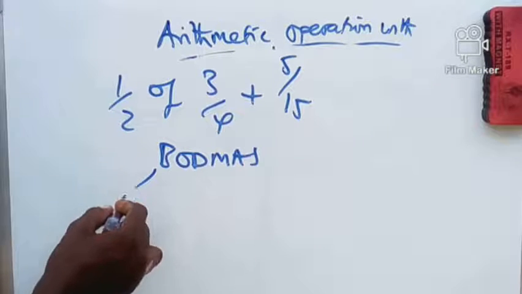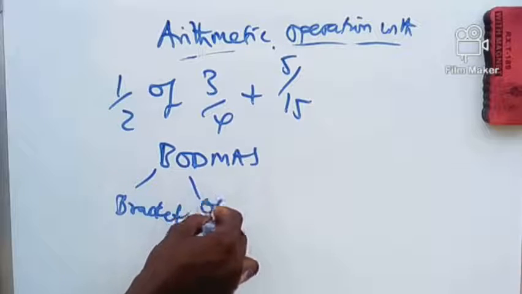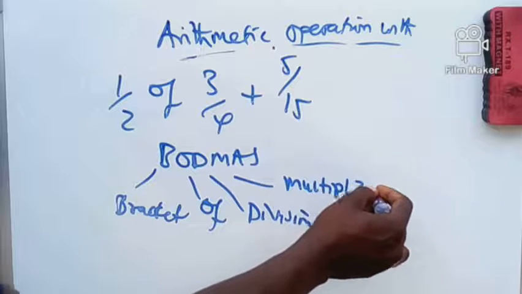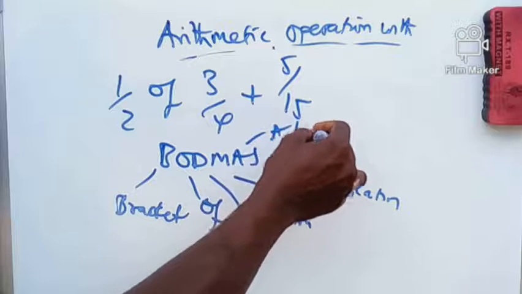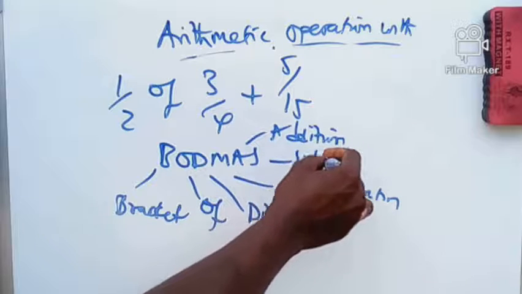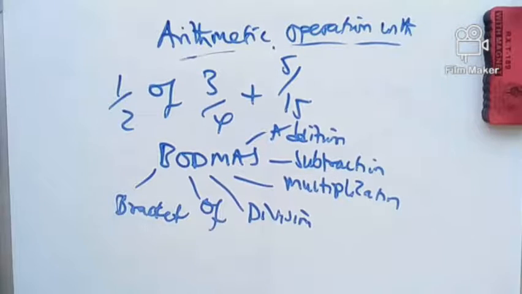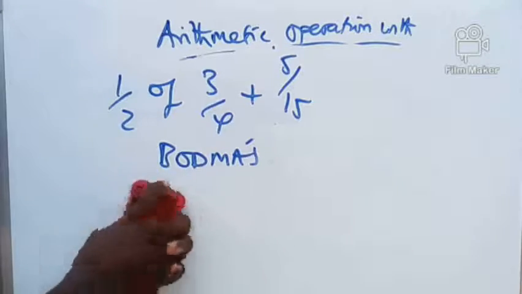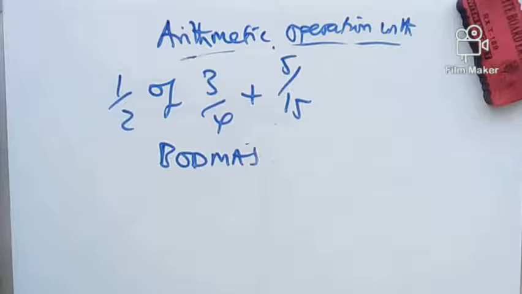BODMAS is an acronym for brackets, of, division, multiplication, addition, and subtraction. Now, anytime you are dealing with BODMAS, it allows you to know the particular problem to tackle first. Anytime you are faced with fractions or combination of fractions that has multiple arithmetic operations, the best way to go about it is to simply write down BODMAS and tackle the problem in accordance with the rule of BODMAS.